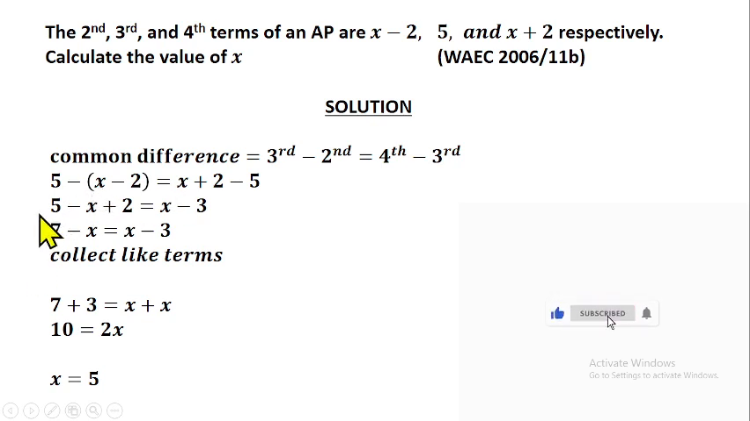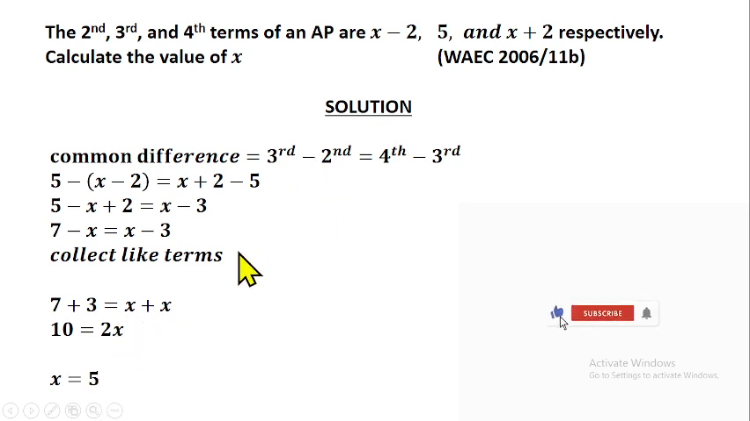If you open the bracket, we have 5, open the bracket, minus, you have minus x, then plus 2. Then here you can collect like terms, 2 minus 5 will give us minus 3. Then 5 plus 2 will give us 7, minus x equals x minus 3, collect like terms. There you'll be having x comes here, you become plus x, that means you have x plus x, this 3 comes here, you become plus 3. You have 7 plus 3 equals x plus x. So 10 is equal to 2x. Divide both sides by 2. That means x will be 5. So the value of our x is 5.